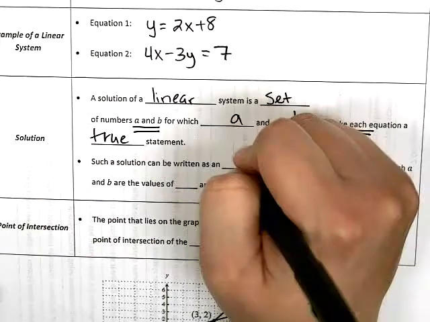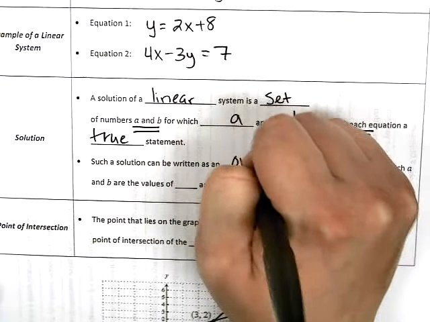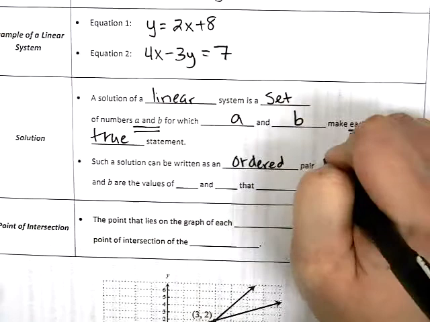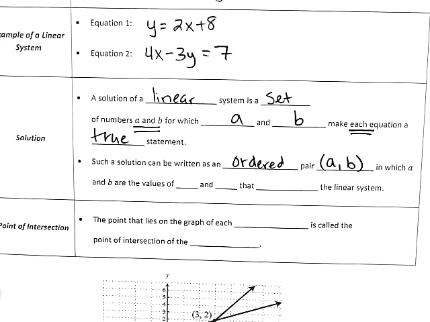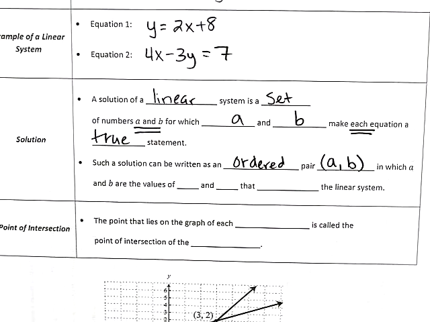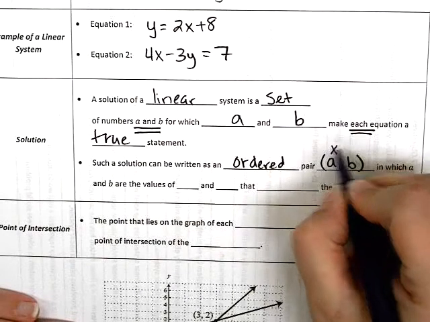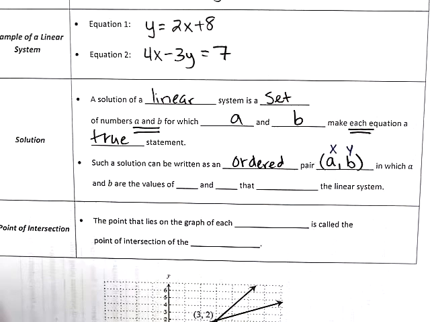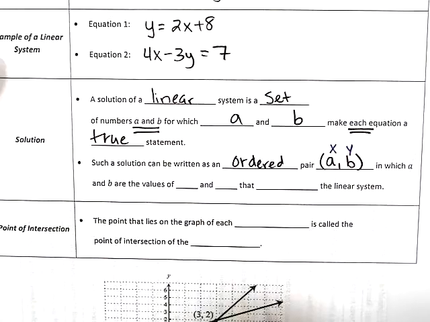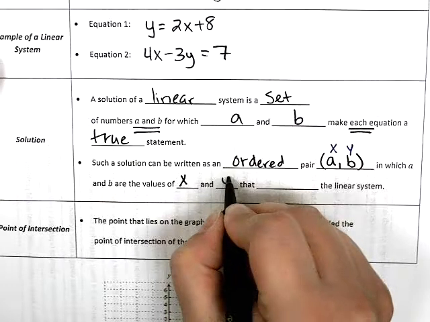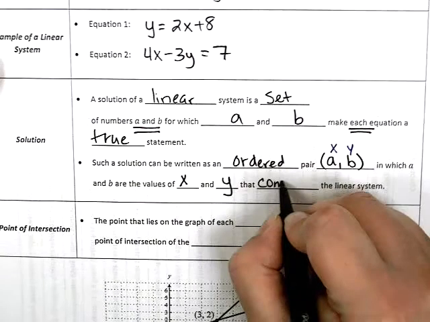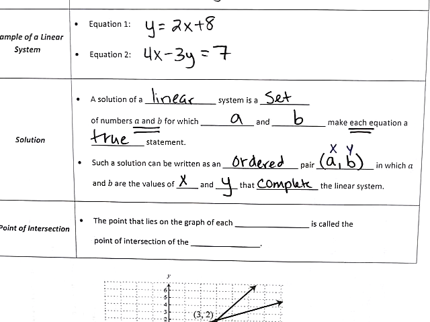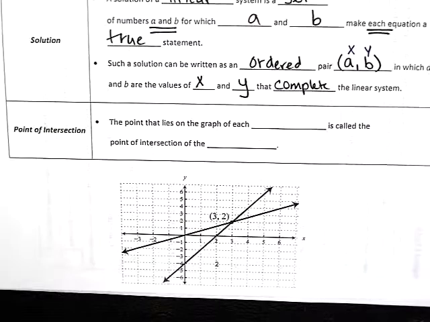So we always write the solution as an ordered pair, which means we would go a comma b, right? We need those parentheses. And since the a is the one that comes first, that's my x, and that means that the b stands for my y value. So we're looking for this x and y value that complete the linear system. In other words, we want to make it true. Okay? So jump down and look at those graphs really quick.